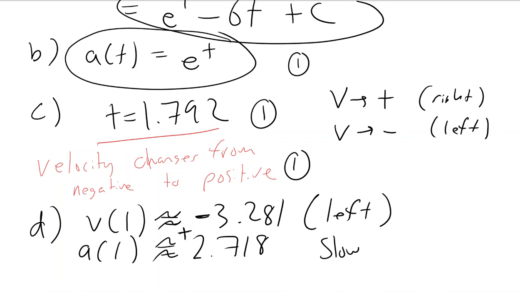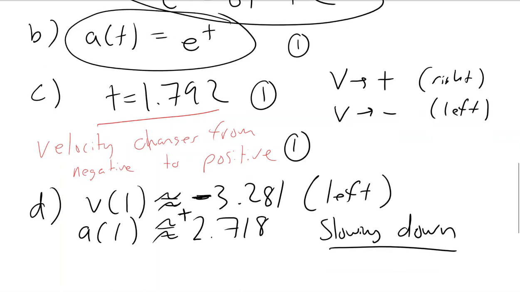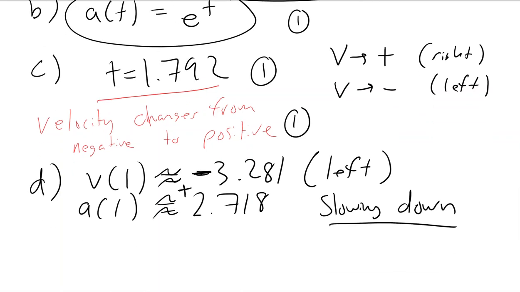Slowing down. Because the direction you're going makes a difference. I'm going quicker to the right, but this guy is going to the left because of his velocity. So if you're traveling left, but your rate of change is to the right, you're actually slowing down. You're going slower to the left.